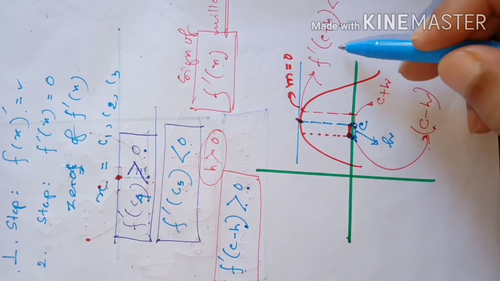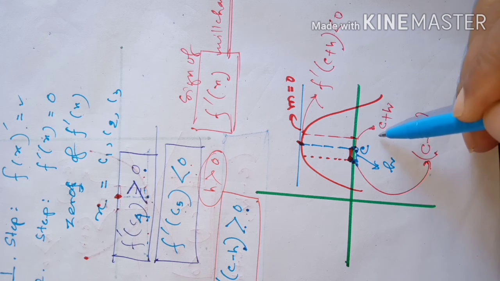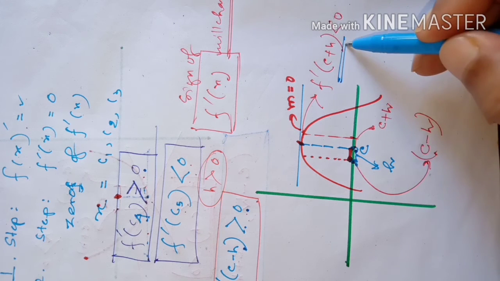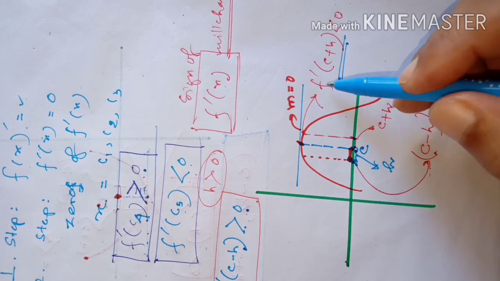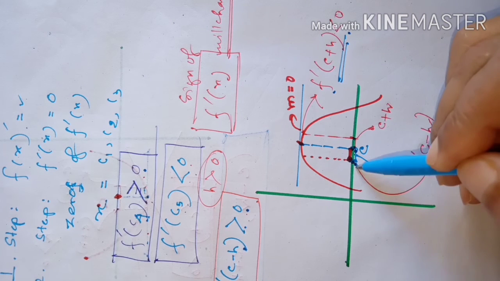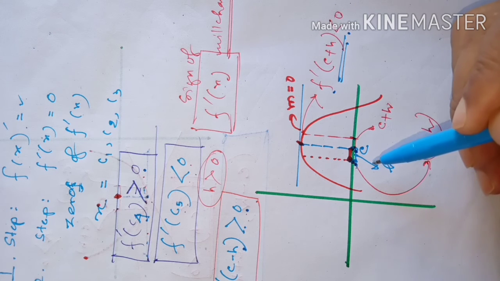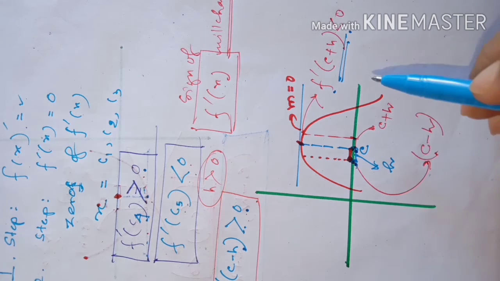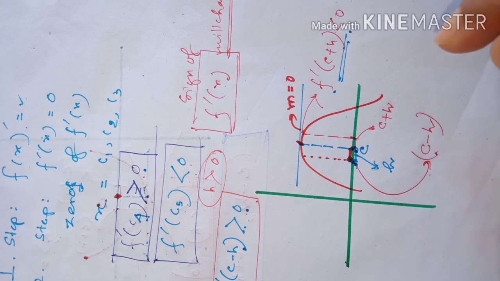And f dash c plus h is less than 0. Less than 0 means it will be negative. So after c, the sign of the derivative will be negative, and before c, the sign of the derivative will be positive. So that is a turning point. If the function is continuous and has local maxima or local minima, why do you call it local?